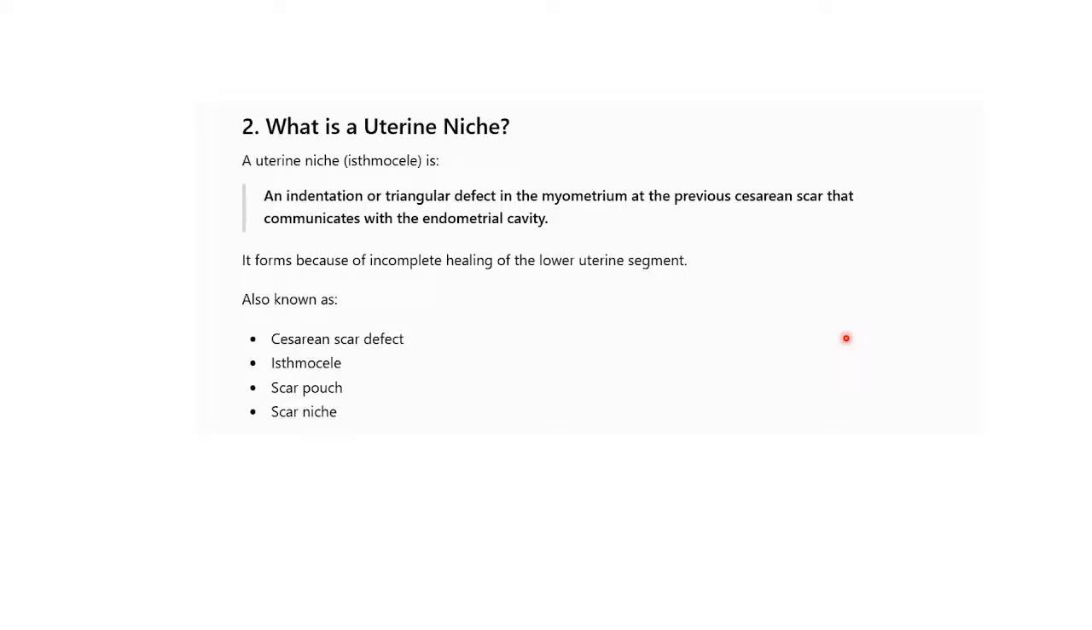What is a uterine niche? A uterine niche or isthmocele is an indentation or triangular defect in the myometrium at the previous cesarean scar that communicates with the endometrial cavity. It forms because of incomplete healing of the lower uterine segment, also known as a cesarean scar defect, isthmocele, scar pouch, or a scar niche.